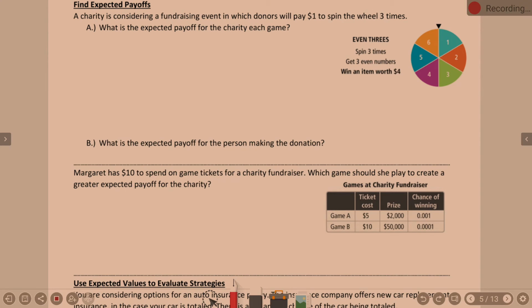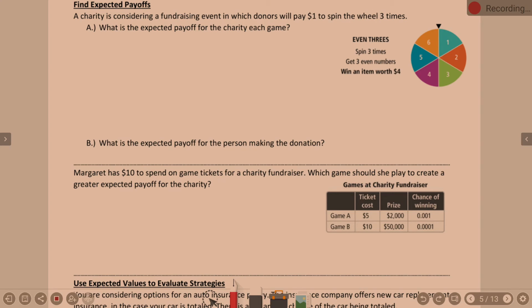You have this wheel, 1, 2, 3, 4, 5, 6. $1 to spin the wheel 3 times. And basically the game is, they're calling it even threes. You spin 3 times, you get 3 even numbers, you win. And you're going to win an item that is worth $4. Okay? So it's going to cost you, as a person, $1 to pay. And then the fundraiser, so that's you're adding to their money. If you win, you're going to get a $4 item. Right? If you lose, you don't win, you're just out that dollar.